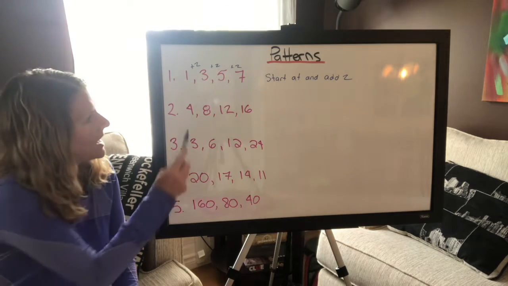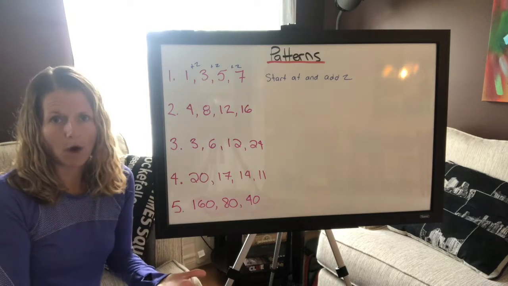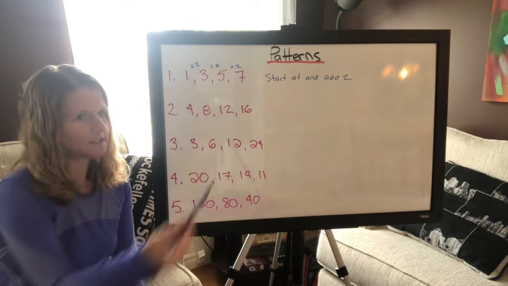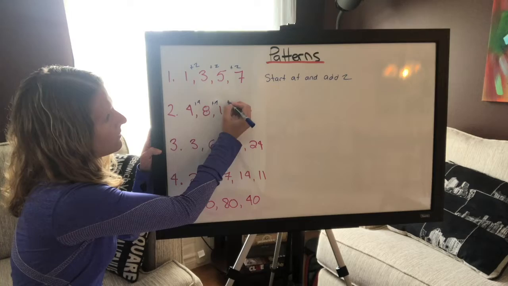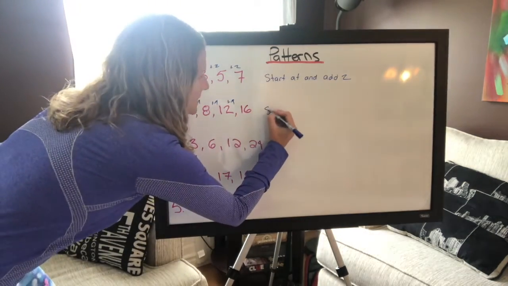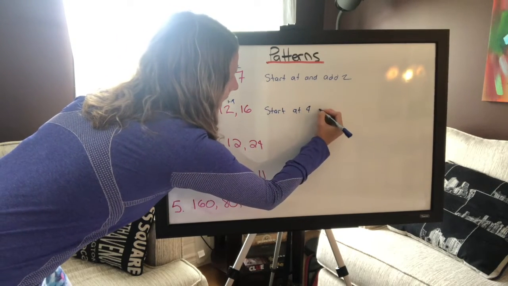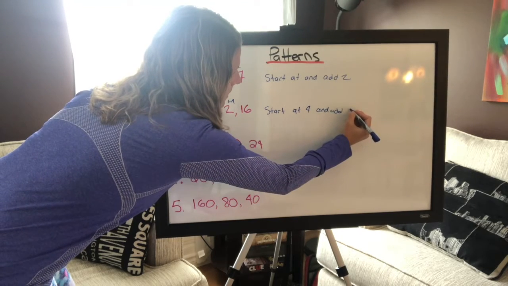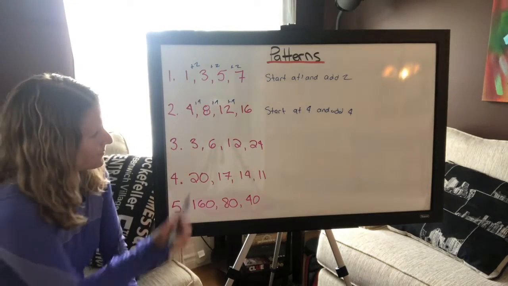The second one says 4, 8, 12, 16. What did we do to get from 4 to 8, 8 to 12, and 12 to 16? Well, we added 4 to each of these numbers. So the pattern rule would be start at 4 and add 4. So let's look at the next one.